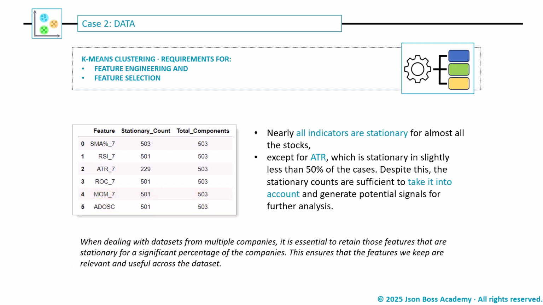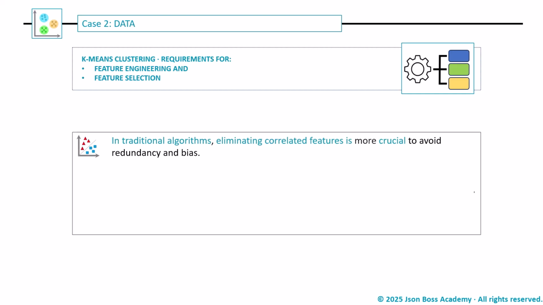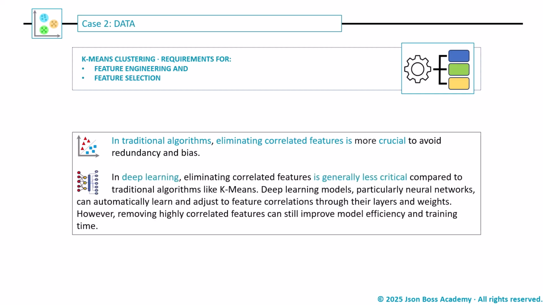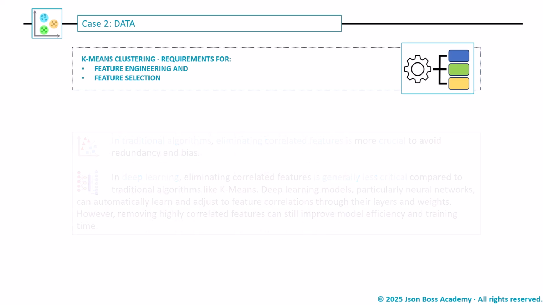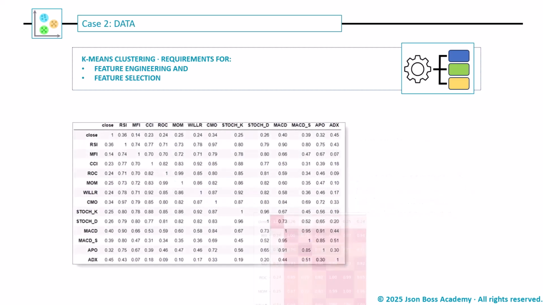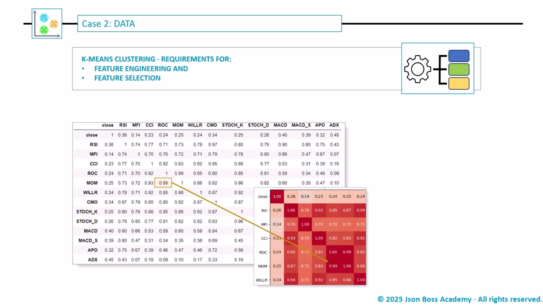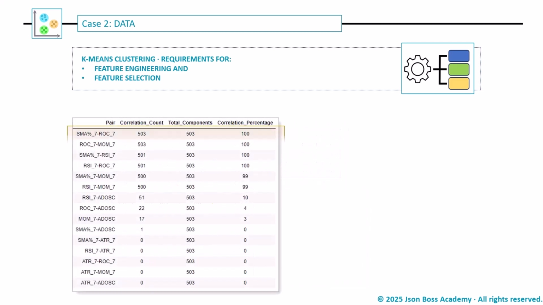Now let's look at correlation. In traditional algorithms, eliminating correlated features is crucial to avoid redundancy and bias. If momentum and ROC are 99% correlated, it makes no sense to keep both features. Again, do it company by company.